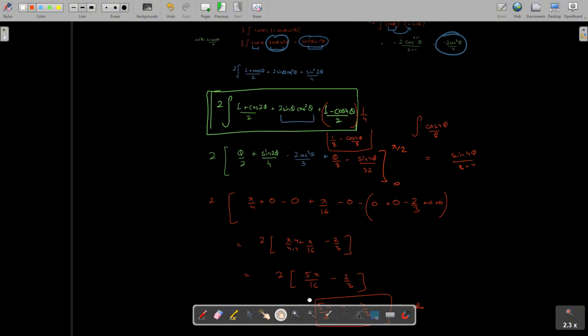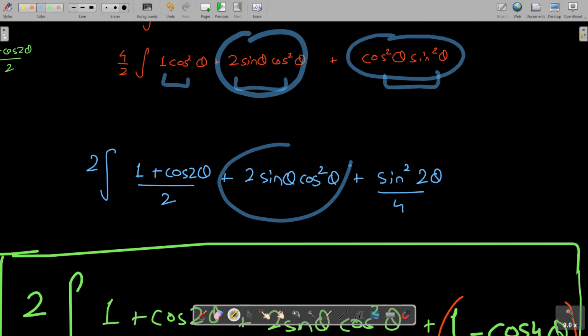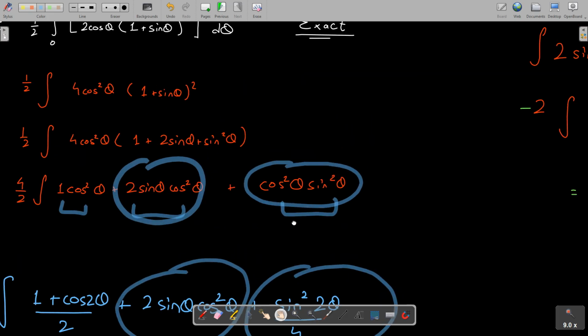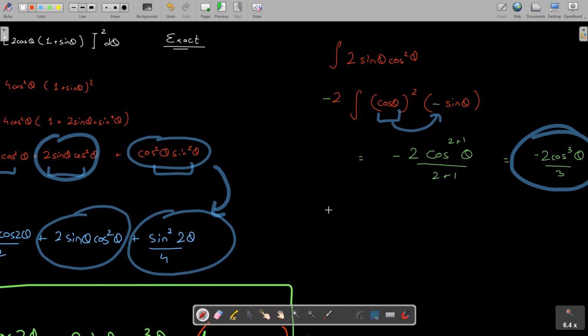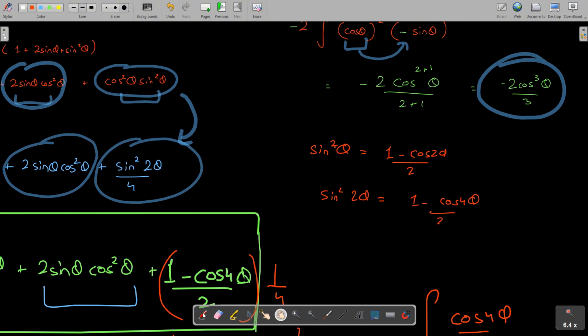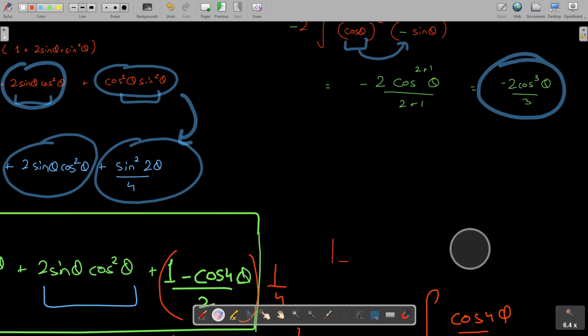So the main gist here was to understand this part over here and this part over here, which was we first had to convert this into this, and then we had to recall that, for example, sine squared theta is equal to 1 minus cos 2 theta by 2. Then sine squared 2 theta will equal 1 minus cos of 4 theta by 2. And sine squared 4 theta will equal 1 minus cos of 8 theta by 2. So this is a law of trigonometry that you need to know in order to solve this integral right here.